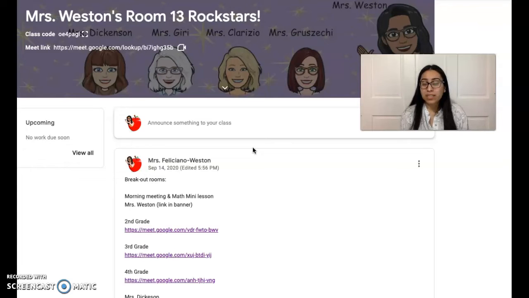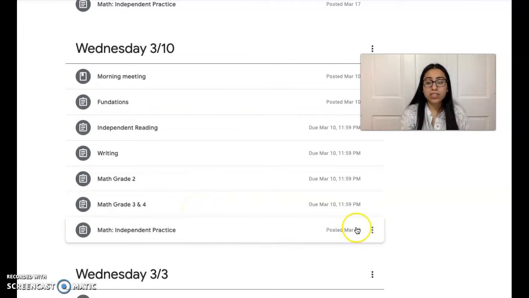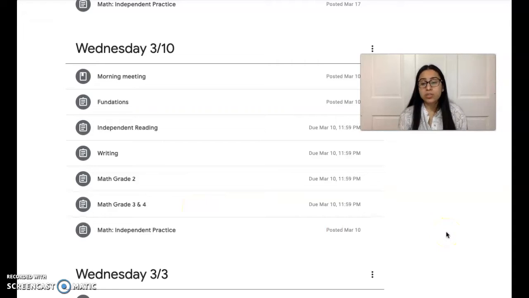The other thing that I wanted to talk about was being able to establish a clear routine. So one of the things that we did in the classroom, as far as work, was students knew they had these activities every day. They had morning meeting, they had foundations work, they had independent reading, they had some sort of writing task, and then math and an independent math time.